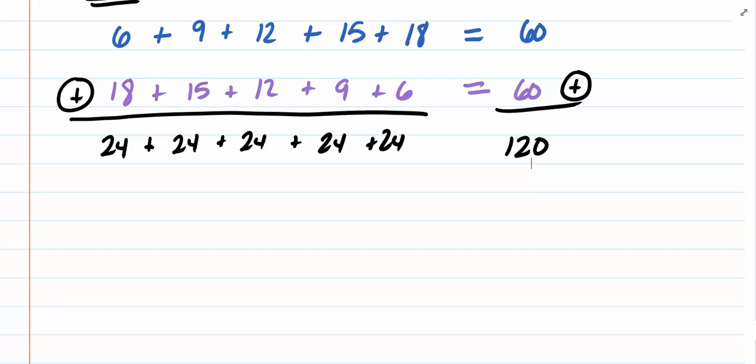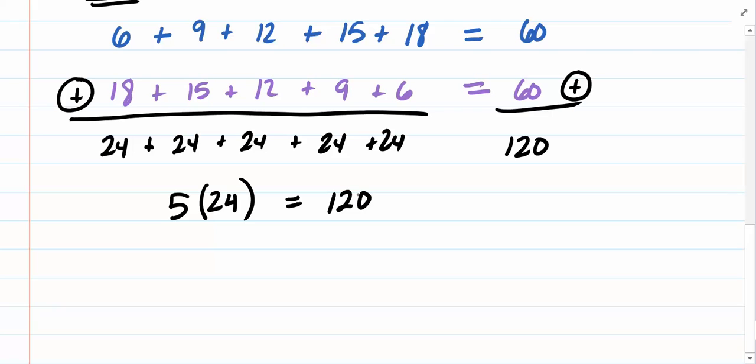I have 6. Oh, I have 5 of them, right? Does it make sense that I have the same number of 24s as I have in my sequence? I have the same number of 24s as I have in my sequence, right? So I have a grand total of 5 24s. You guys agree with that? And it's still equal to 120.